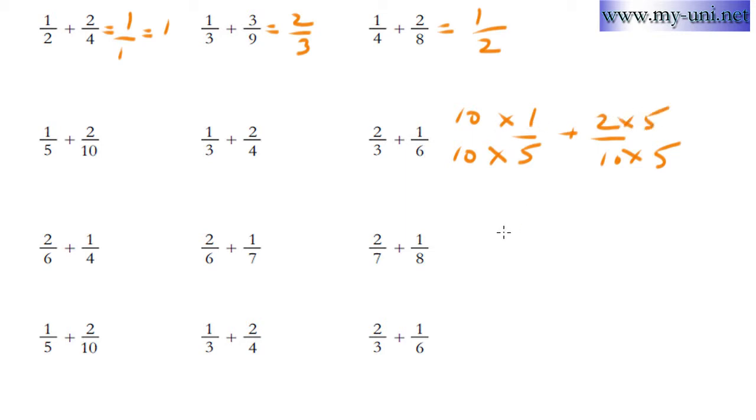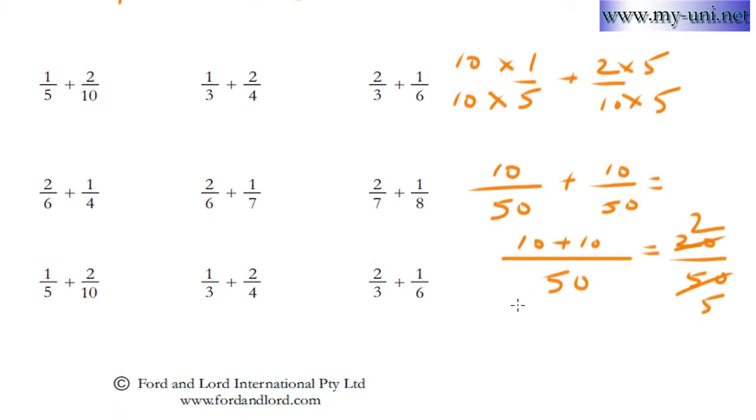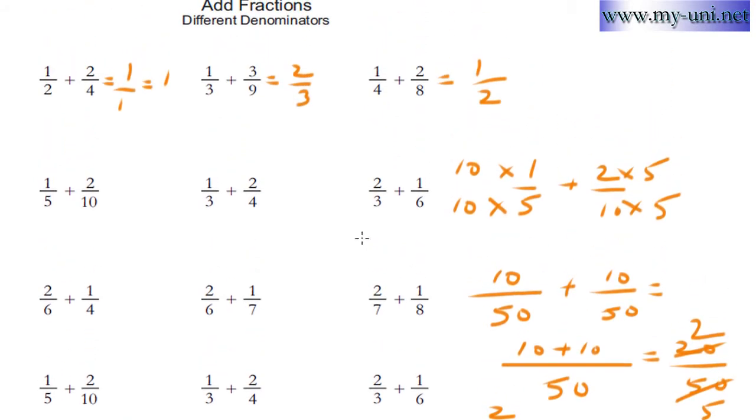10 times 1 is 10 and 10 times 5 is 50, plus 2 times 5 is 10 and 10 times 5 is 50. So we'll write denominator once only, 50, and 10 plus 10 is equal to 20 over 50. 10 times 2 is 20 and 10 times 5 is 50. So the sum of these two fractions is 2 over 5. Okay, so this is 2 over 5.